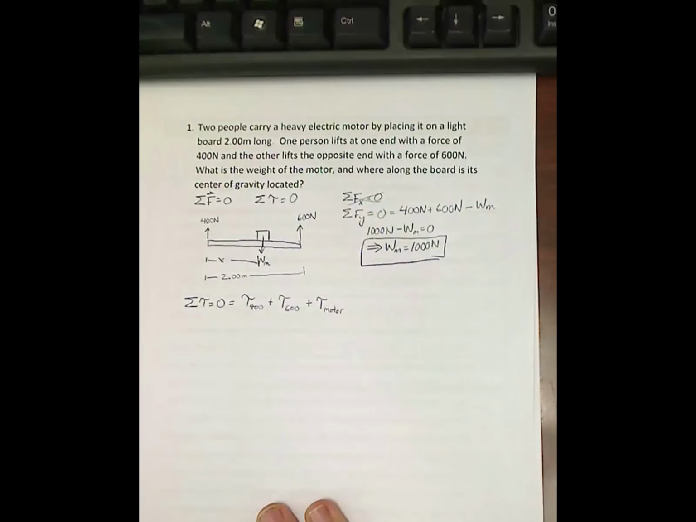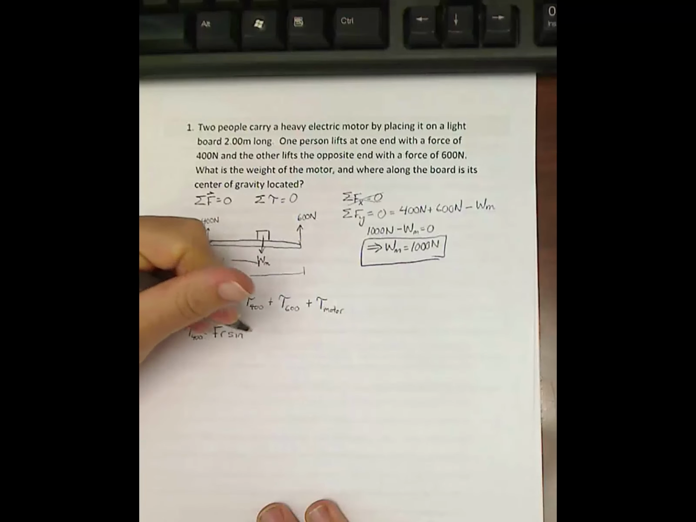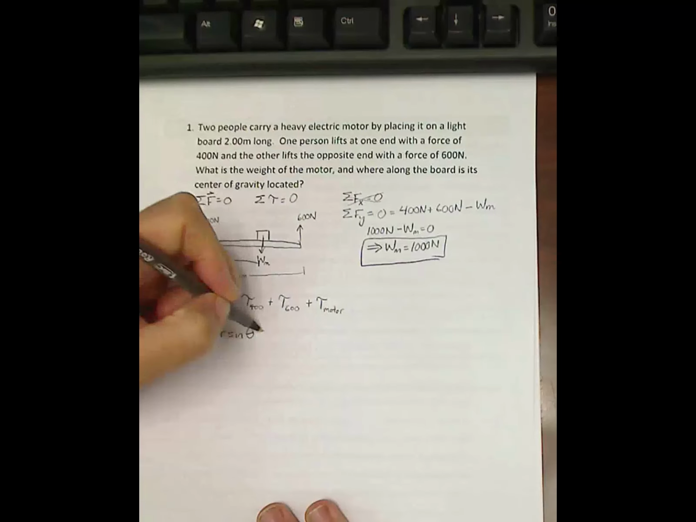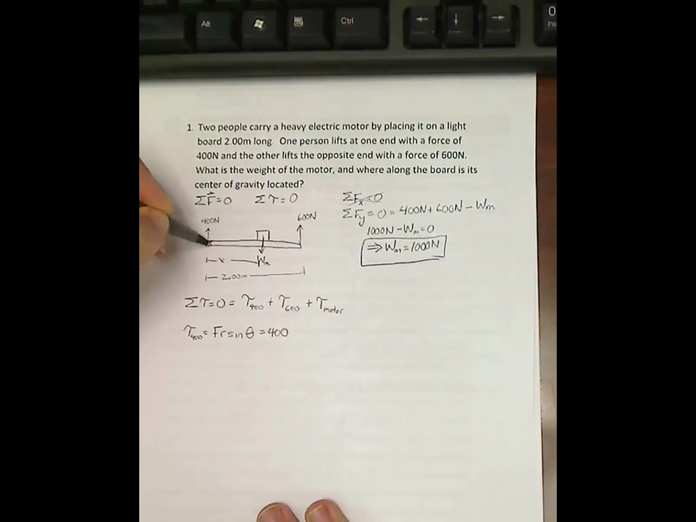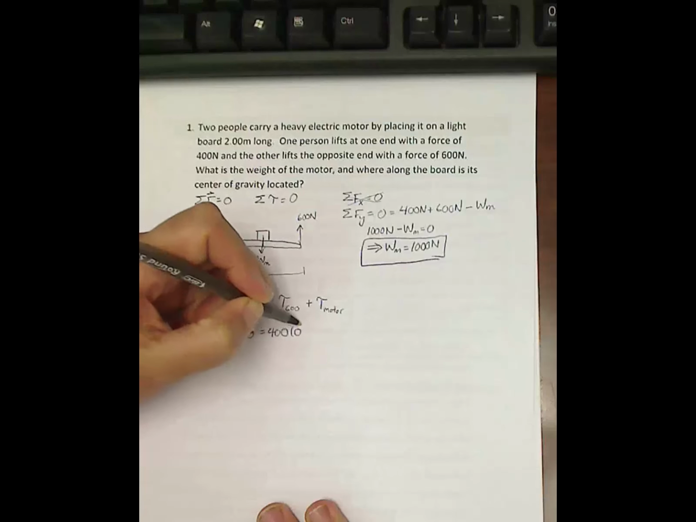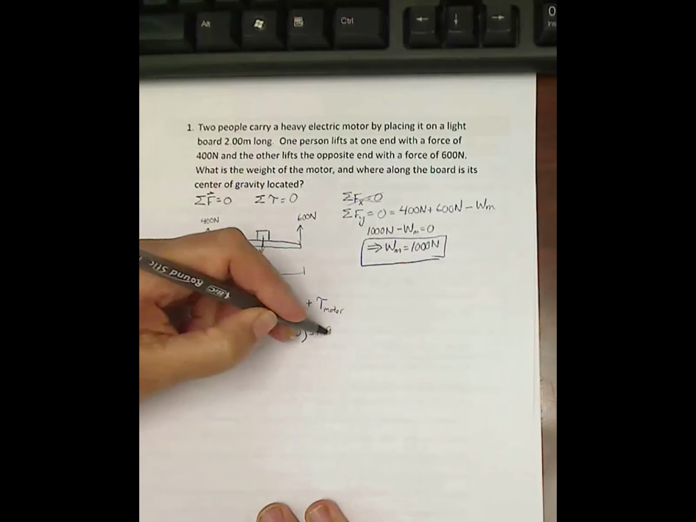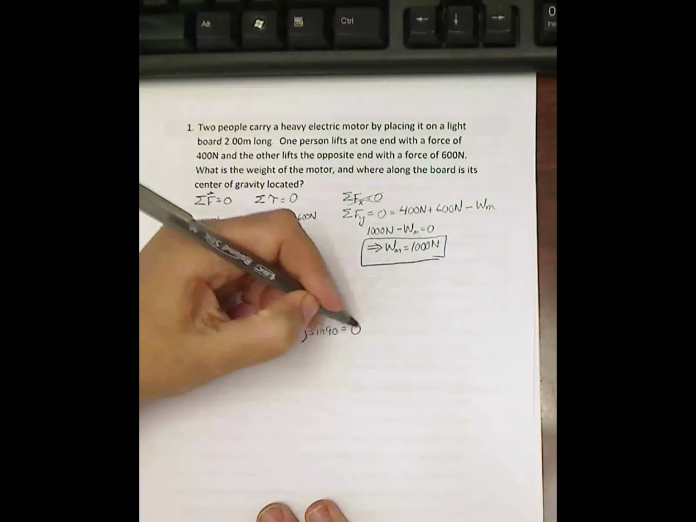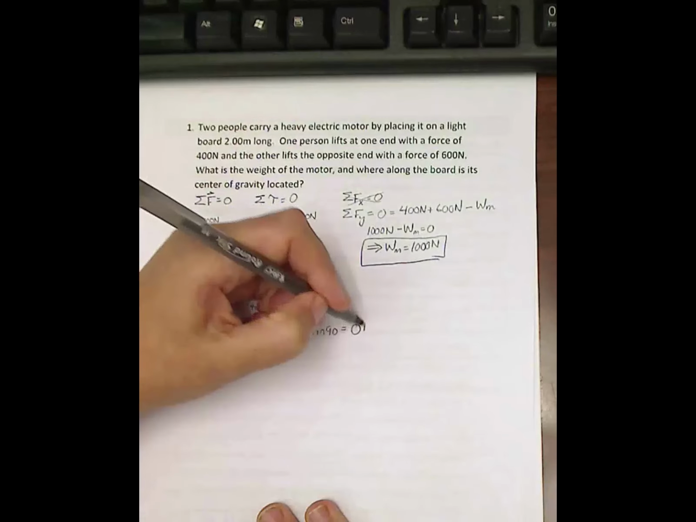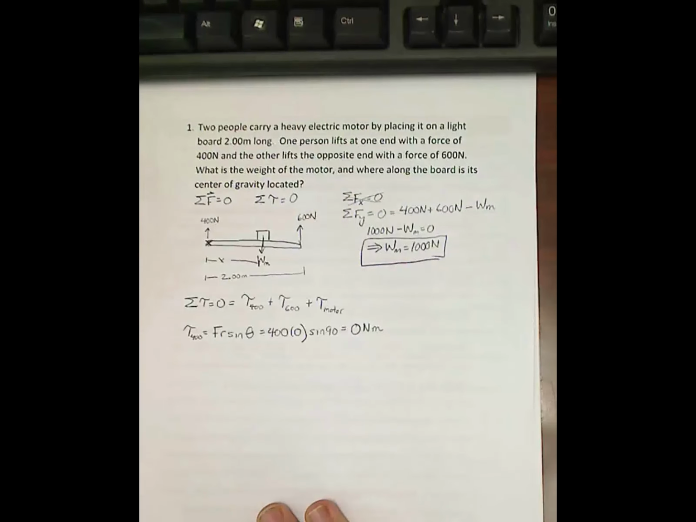Alright, so I'm going to put my axis somewhere. Let me put it down at the left-hand end of the board. Okay, so now the torque from the 400 Newton force is equal to the force times the distance times the sine of the angle is our equation. So our force is 400 newtons. Our distance, now the 400 Newton force is right at the axis, so the distance between the force and the axis is 0. And what's the angle? Well, the angle between R and F in this problem is always going to be 90, and because my distance is 0, my torque is 0 Newton meters.